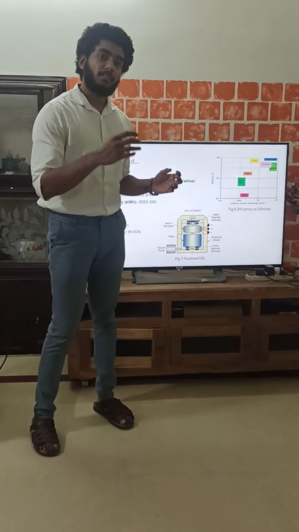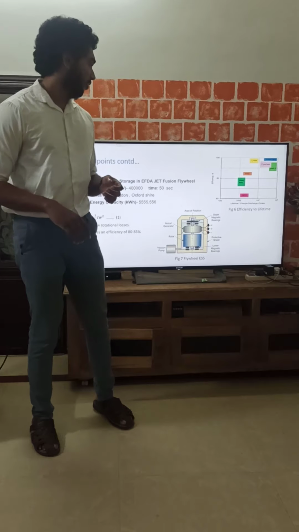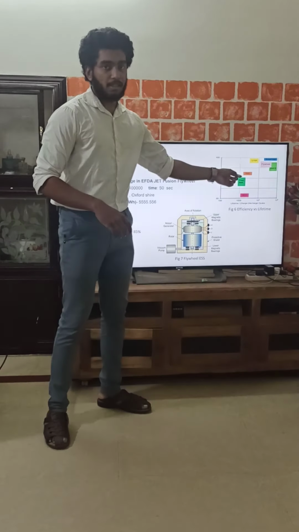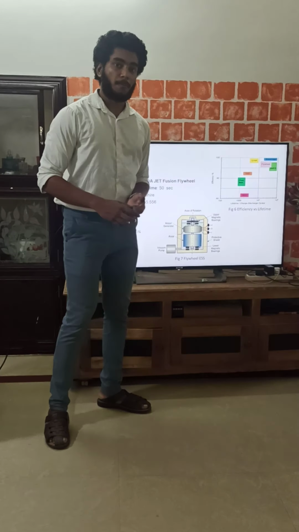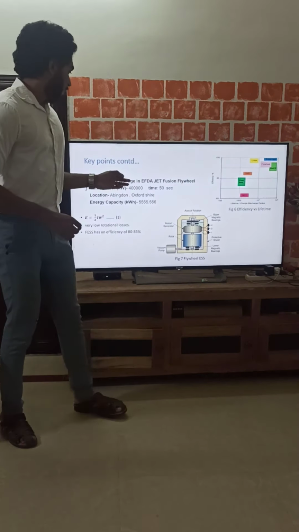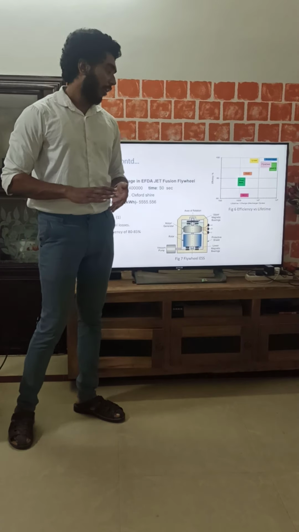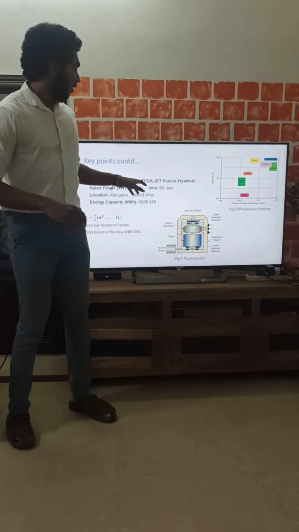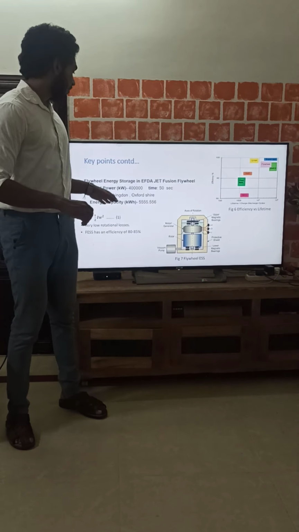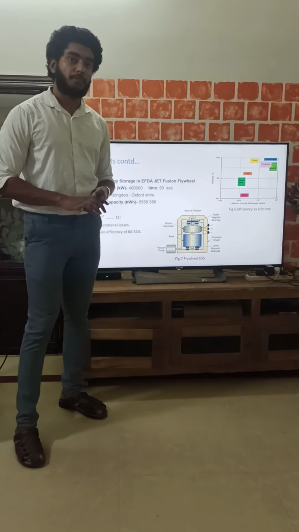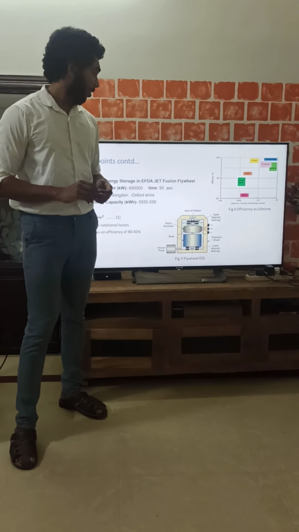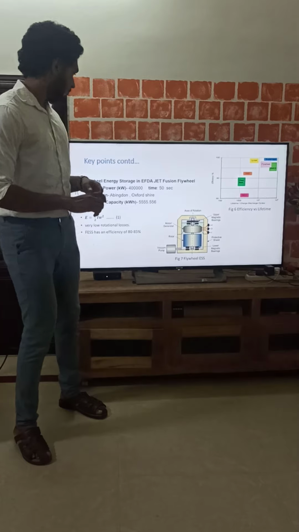Concerning flywheel energy storage, we can see that the flywheel has the greatest efficiency versus lifetime in comparison with other storages. The largest flywheel energy storage system is the EFDA JET fusion flywheel, and it has an energy capacity of 5555, the rated power is 4 lakh, and the rated time is 50 seconds.